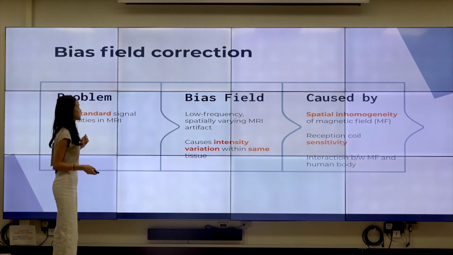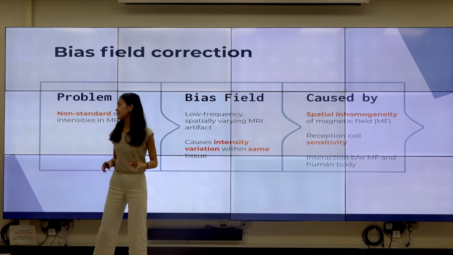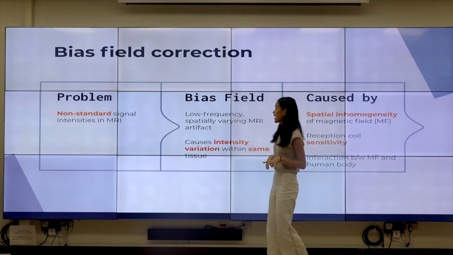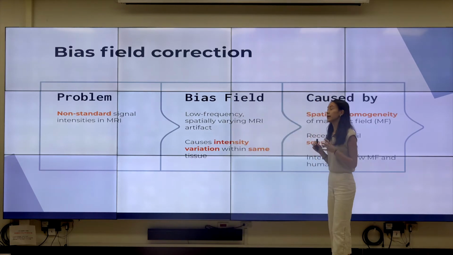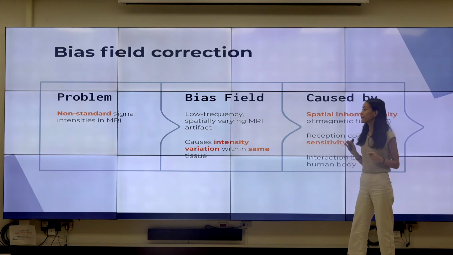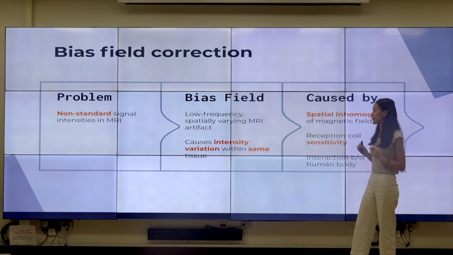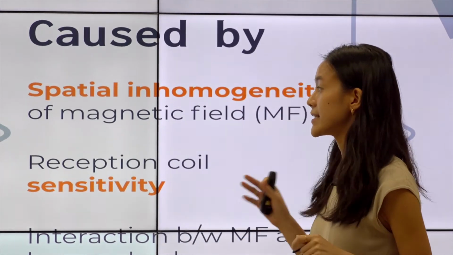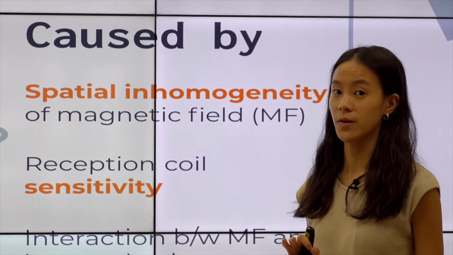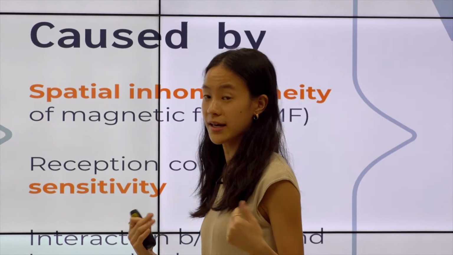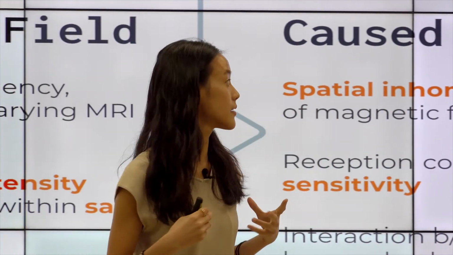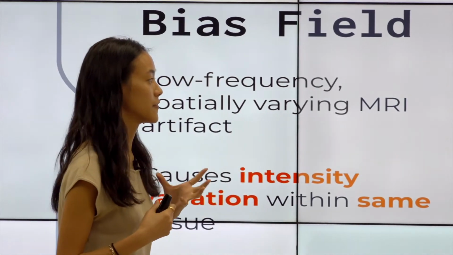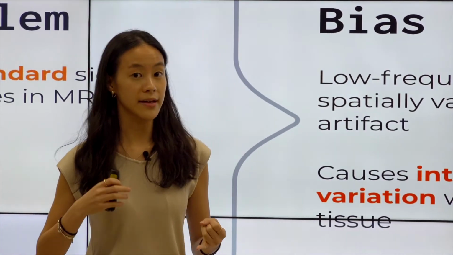So for bias field correction, the main problem with this is the fact that there is non-standard signal intensities in MRIs. And so with bias field, what it is exactly is that it is a low frequency, spatially varying MRI artifact. And what happens is that it causes intensity variation within the same tissue. So we're going to see an example of this later in the next slide. And this is usually caused by spatial inhomogeneity of the magnetic field. So that is one possibility.